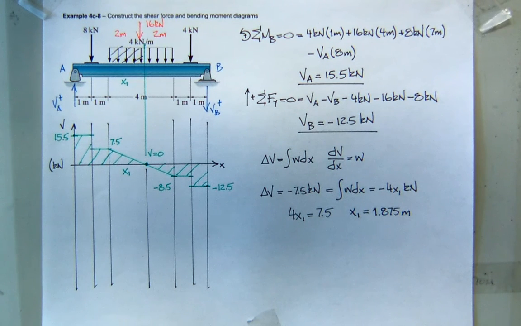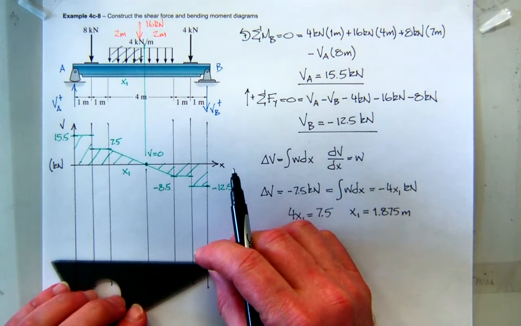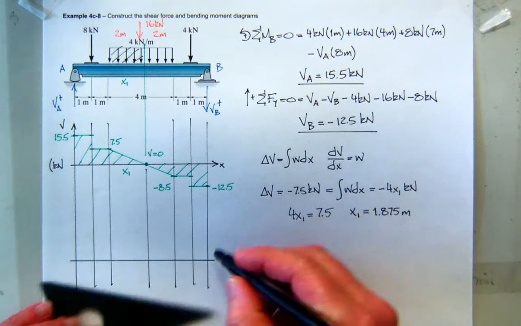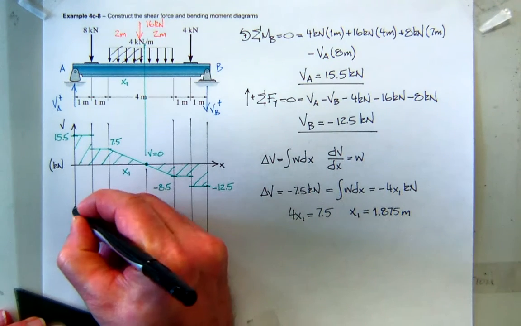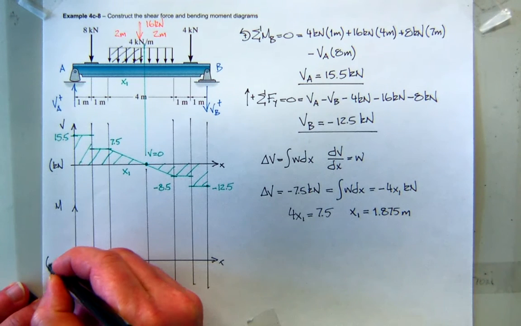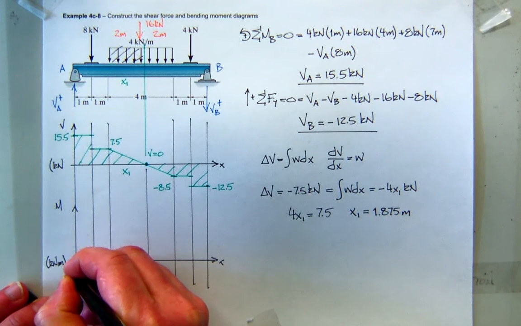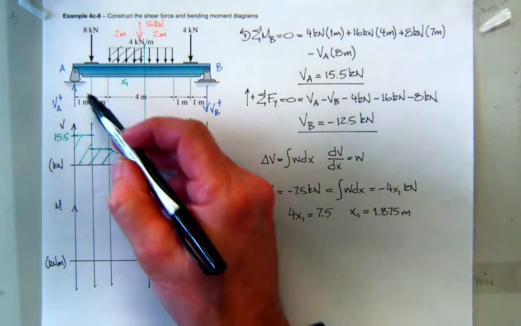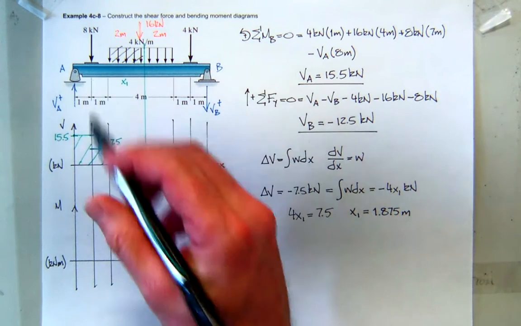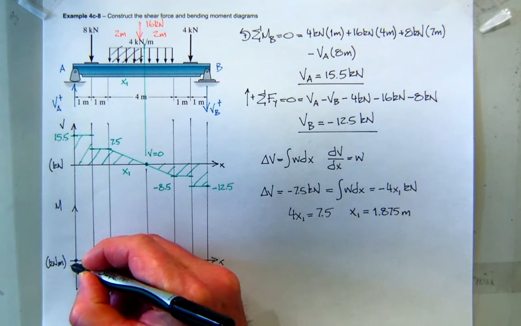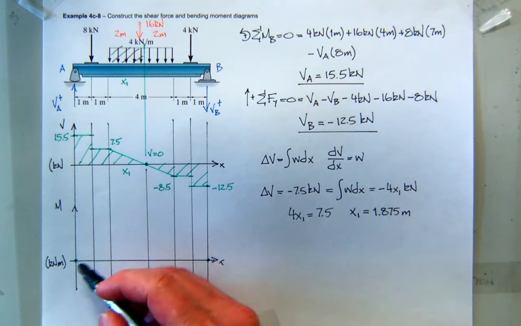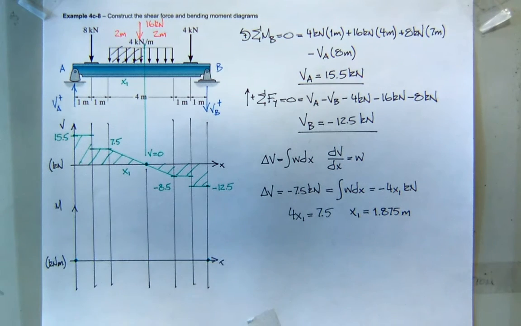We can use those values in just a second. So let's draw our diagram for moment. Positive x, positive moment. All of our values will be in kilonewton meters. Do I know the moment anywhere? What's the moment at this end support? 0. How about over here at B? Also 0. So again, I know where I'm starting, and I know where I'm going to go.